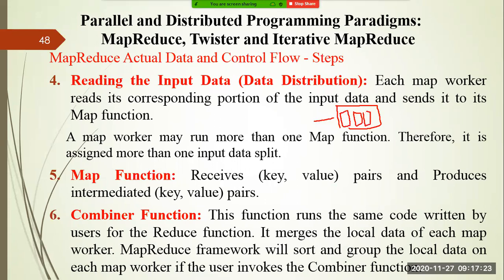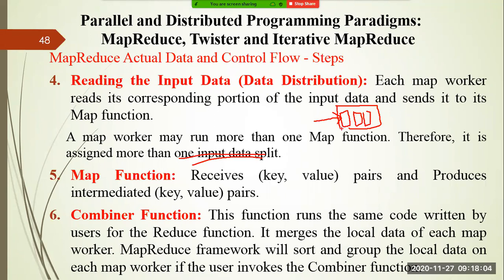So if you are getting the input data, you can work on that input data in more than one map function. Or while you are partitioning, if two partitions are given to this map worker, then that map worker may run that in the map function. That is also possible. So it is assigned more than one input data split. Instead of giving a single partition to each and every node, you can also give more than one. So it has more than one map function and it can run that.